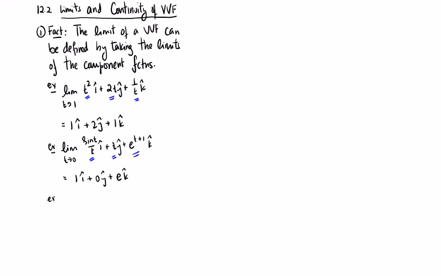And of course, in order for the limit of the vector valued function to exist, all three have to exist. So if we had something like the limit as t goes to 0 of 1 over t i plus t cubed j minus t k, that first component, the 1 over t as t goes to 0, is undefined. So this whole thing is undefined. This is again because the limit as t goes to 0 of 1 over t is undefined.